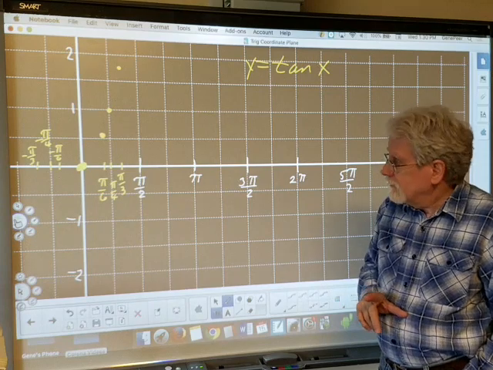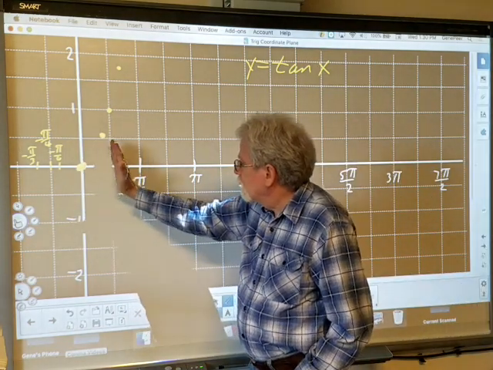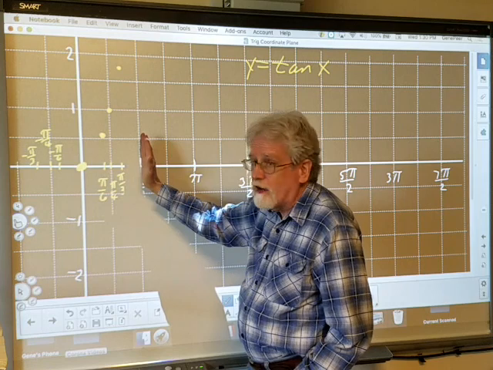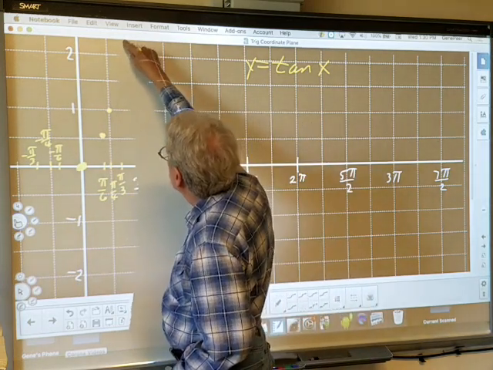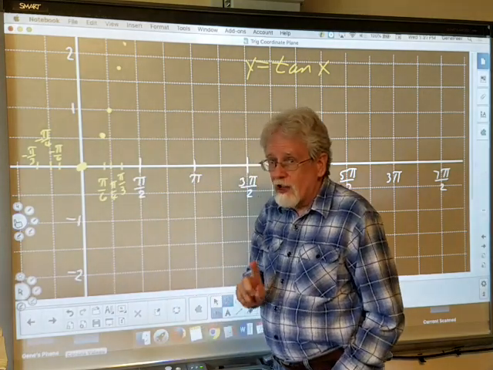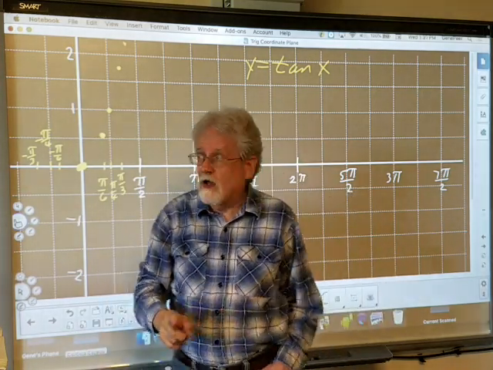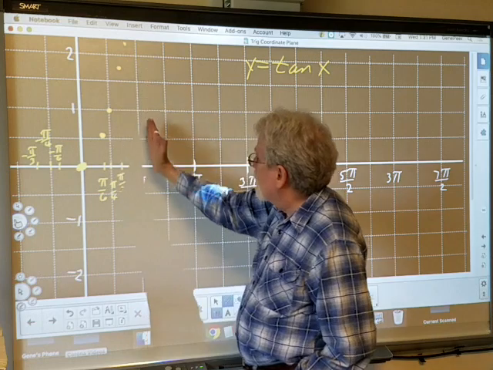And guess what? As we get closer and closer to pi over 2, which is undefined, this thing gets steeper and steeper. In other words, we're going to have something we haven't seen in a long time. We're going to have a vertical asymptote right here.